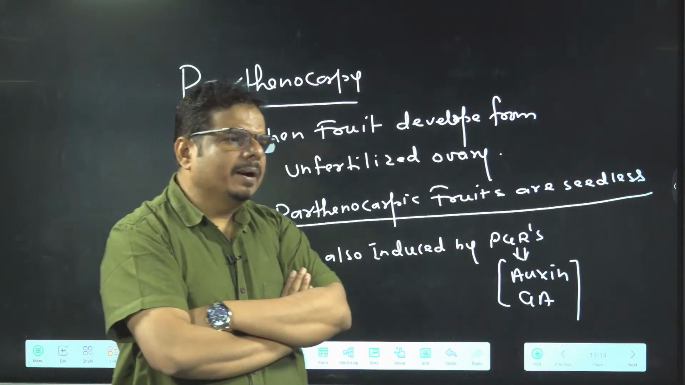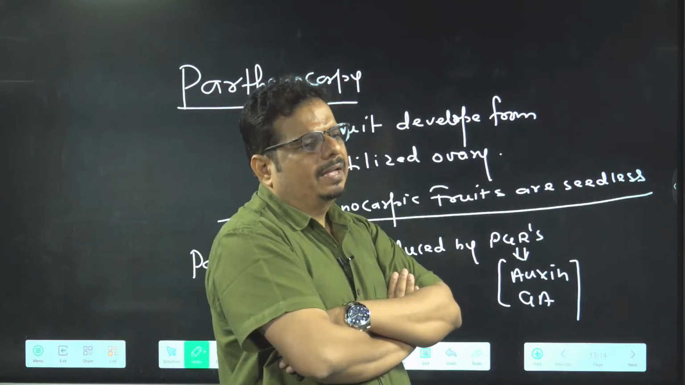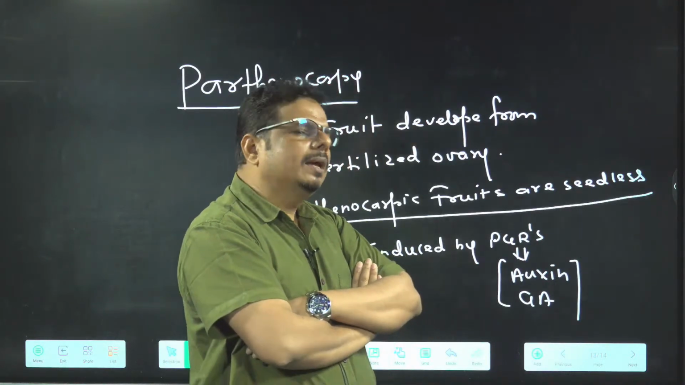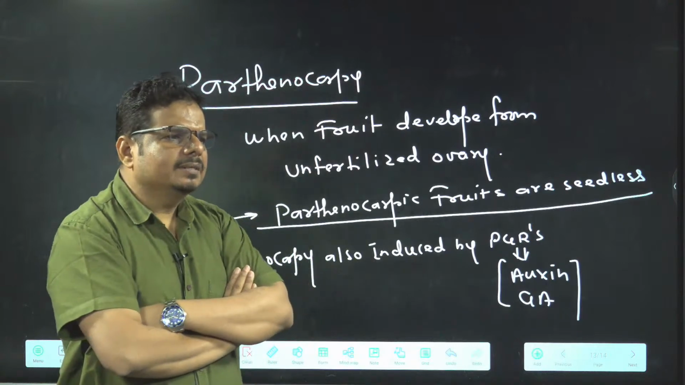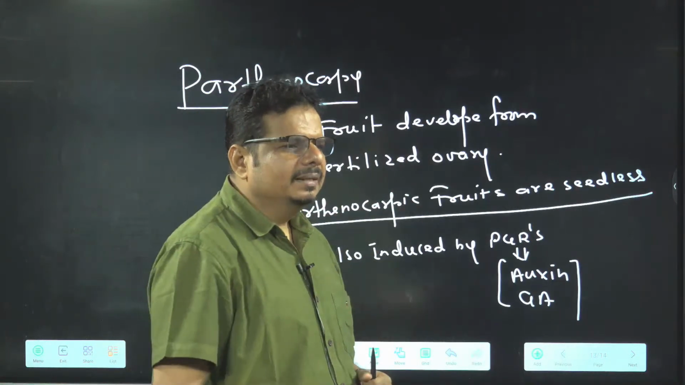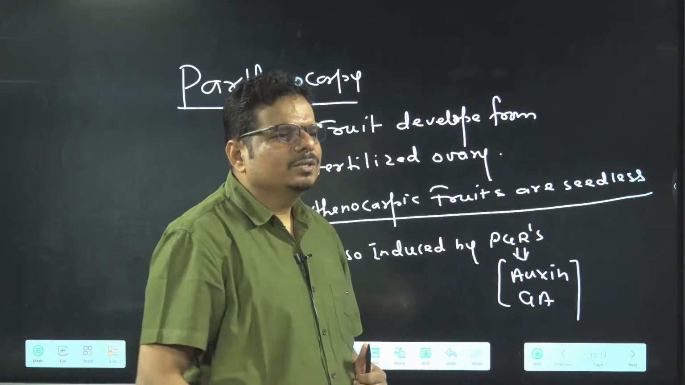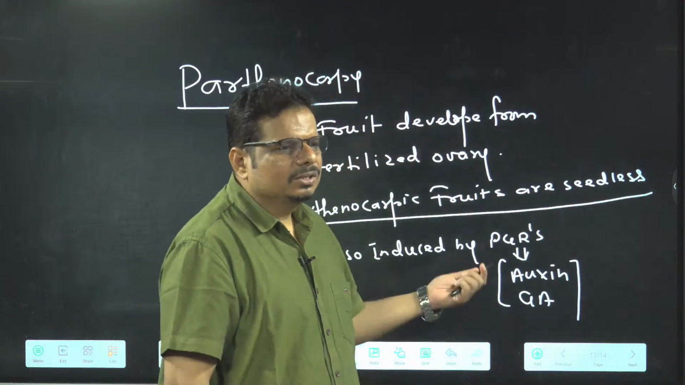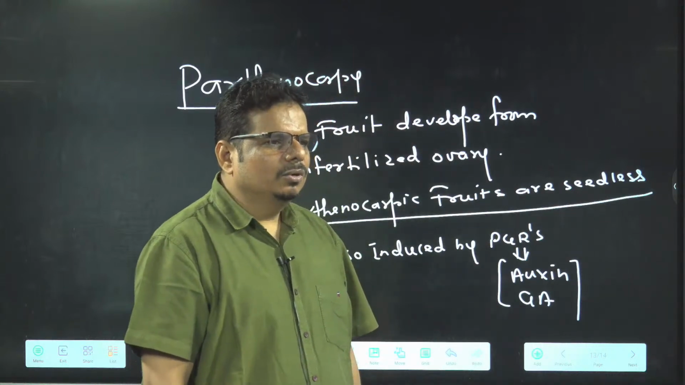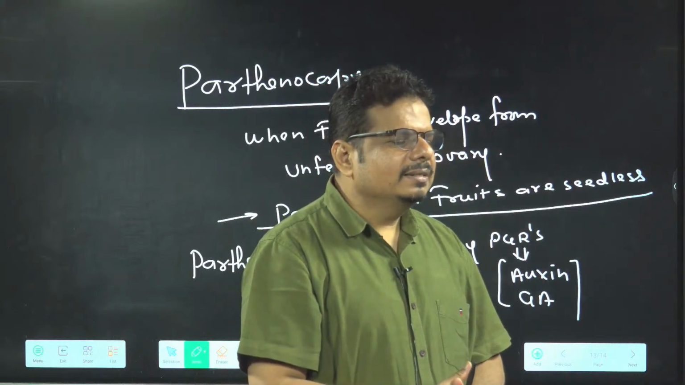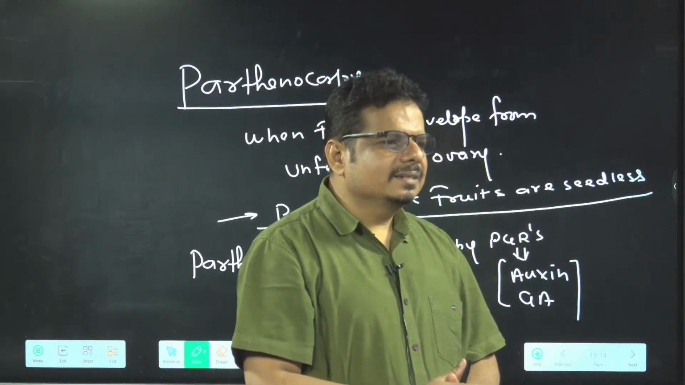You are eating papaya. In the market, two types of papaya came: one with seed and one seedless. In the market, two types of grape came: one with seed, another seedless. So how do we develop it parthenocarpically? By spraying which one? Plant growth regulators like auxin and gibberellin. So your eating experience becomes better when you are eating seedless papaya, seedless grape.